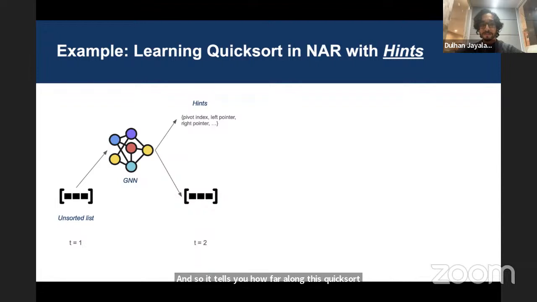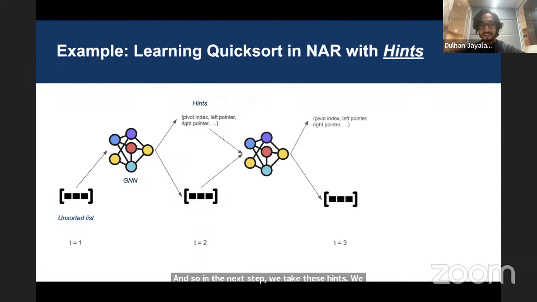In the next step, we take these hints and the current state of the list, and we give them to the GNN again, and that predicts the next state of the algorithm at time equals 3. So this is the new state of the pivot index, the new state of the left pointer and right pointer, and the new state of our list.